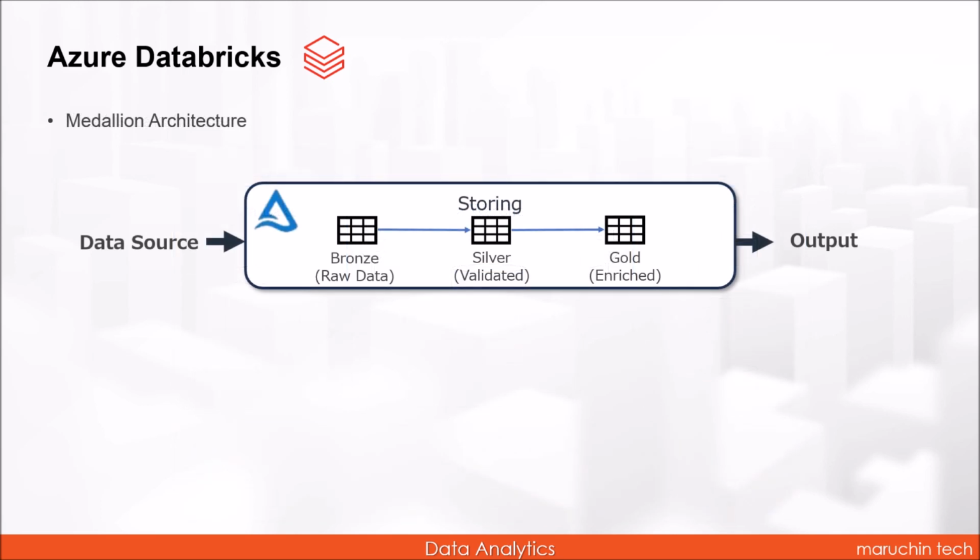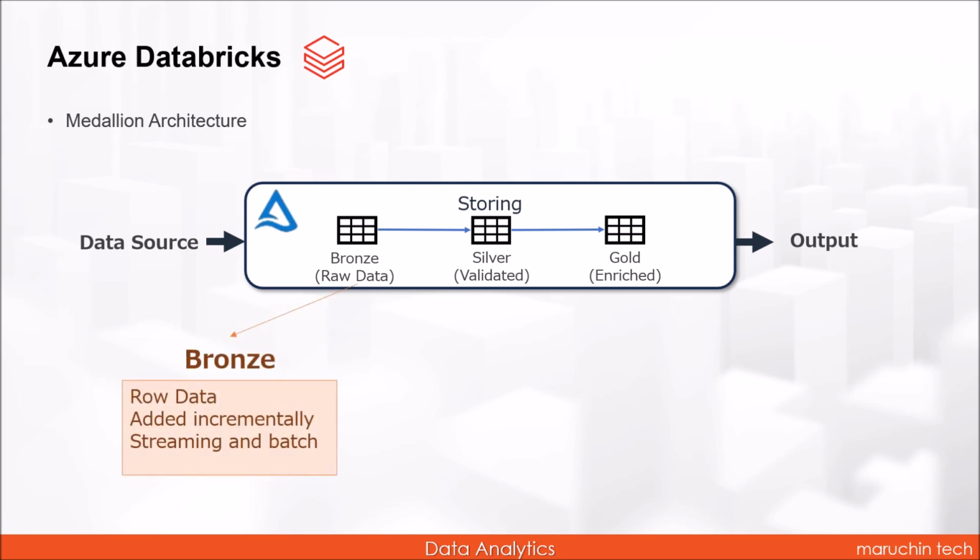Databricks has a structure called the medallion architecture. It consists of three tiers: bronze, silver, and gold. The bronze tier contains raw data from data sources. Raw data is added incrementally from the data sources. It can combine streaming and batch data to incorporate different time series.